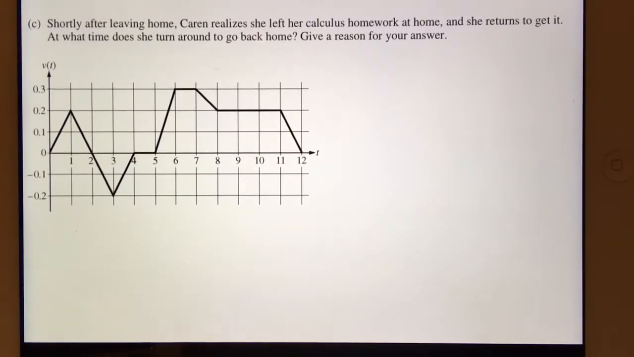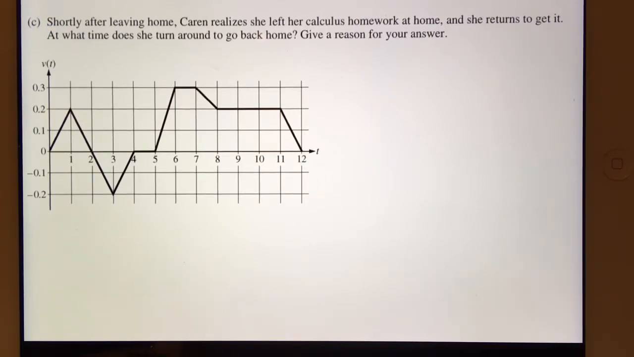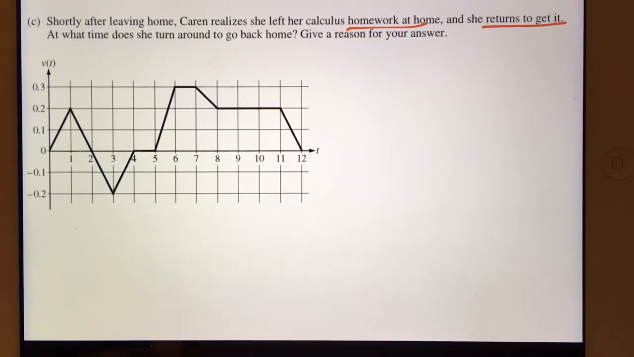C. Shortly after leaving home, Karen realizes she left her calculus homework at home and she returns to get it. At what time does she turn around to go back home? Give a reason for your answer. So let's break this down. She left it at home, which means she returns to get it. In order to return, you have to turn around.